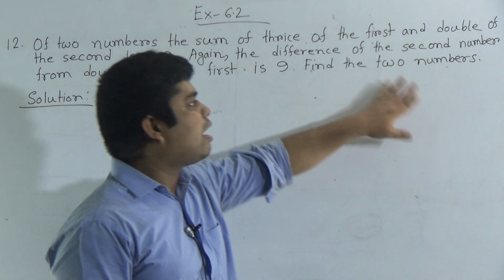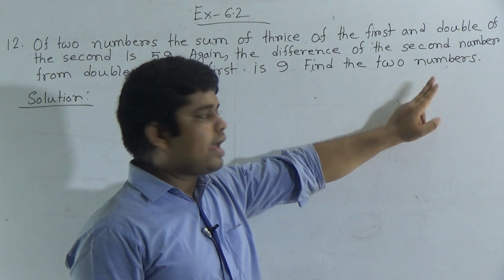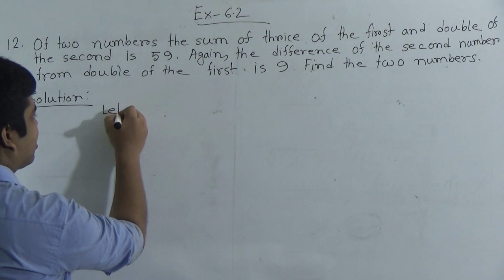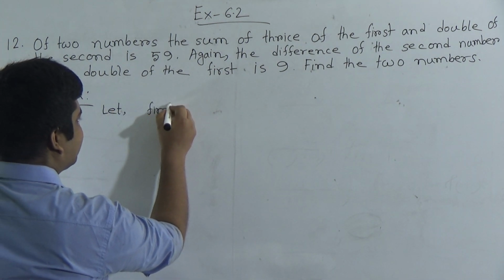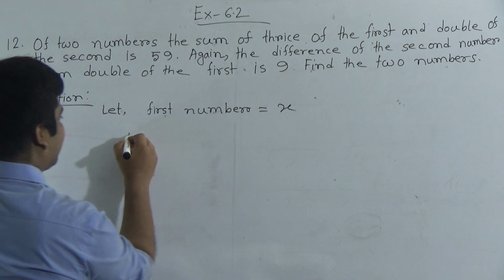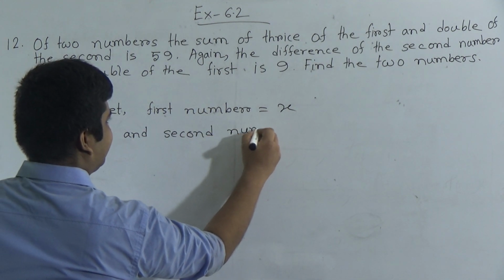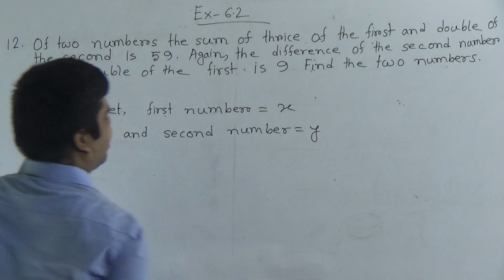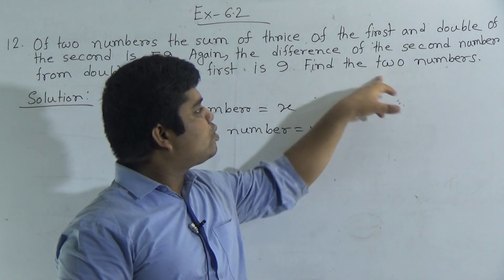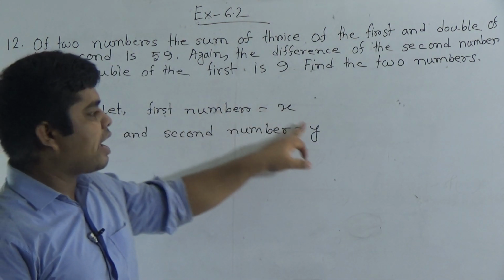My dear students, here you notice, find the two numbers. That means two numbers are unknown. So, first of all we consider the first number is x and the second number is y. So, let the first number equal to x and the second number equal to y. I hope you have understood. Again, find the two numbers. As two numbers are unknown, for this reason we consider that the two numbers are x and y.